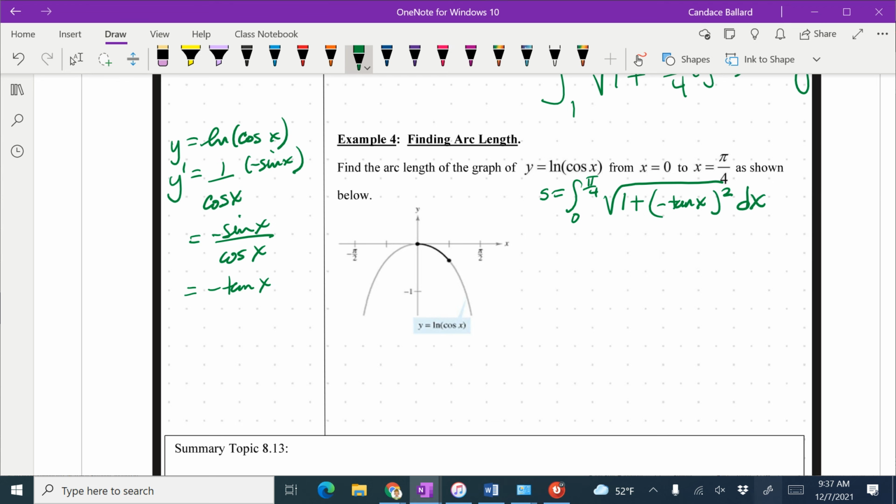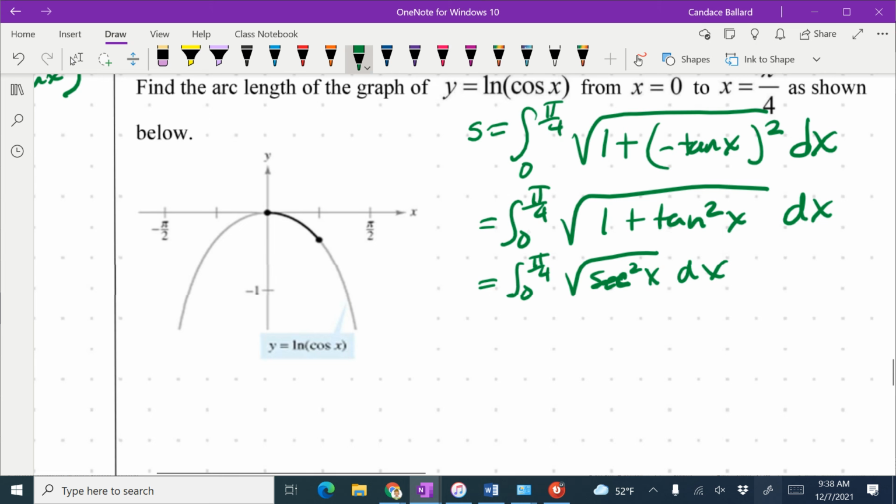All right, so negative tangent x squared, wouldn't that just be tangent squared? So isn't this the same as saying the integral of the square root of 1 plus tangent squared x dx? Well, 1 plus tangent squared looks kind of familiar too, doesn't it? Isn't that a trig identity? Which one is that? Oh, it's secant squared. So I've got the integral from 0 to pi over 4 of the square root of secant squared x dx.